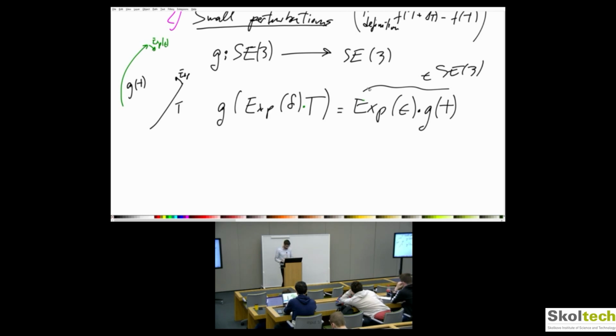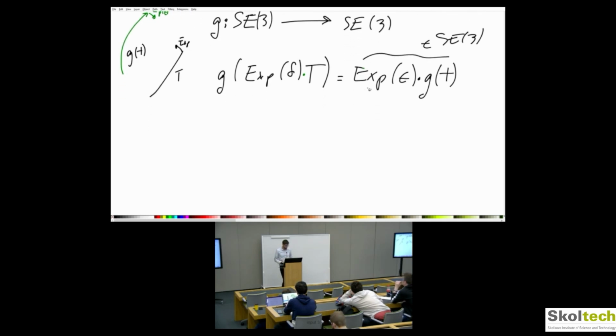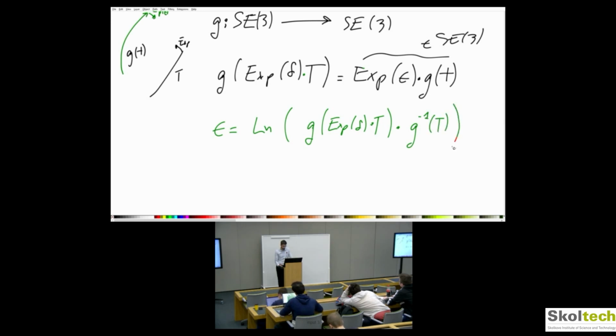Okay. It's kind of clear, this. And then what we can do is the following. I'm just going to operate this expression, right? And then this epsilon is going to be the logarithm of this g function. And then here what we need is this, right? So I'm just slightly changing things.